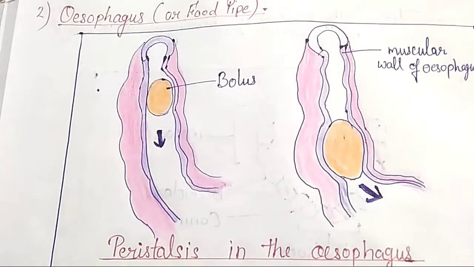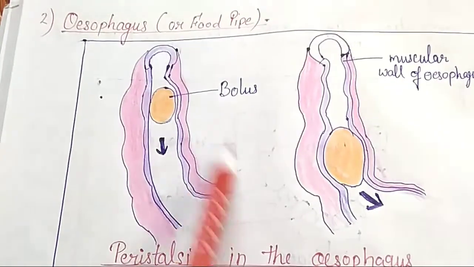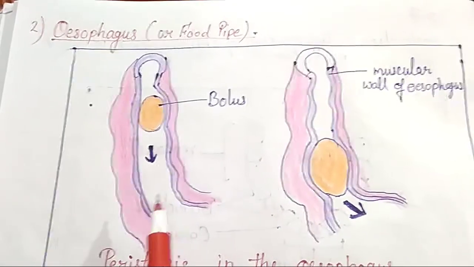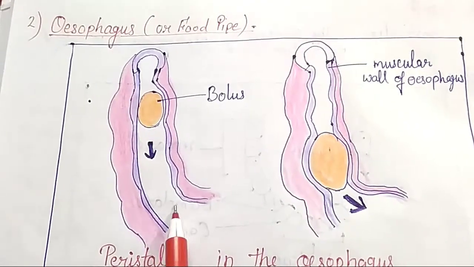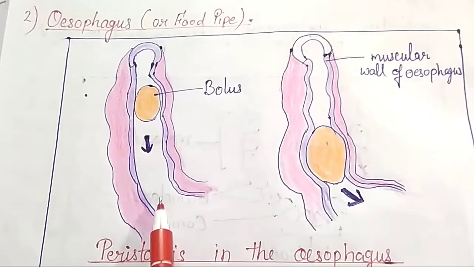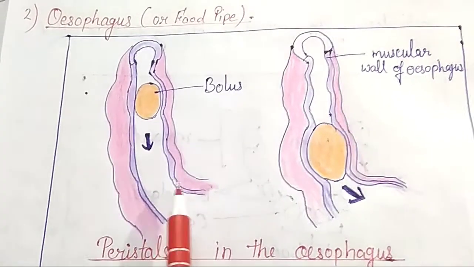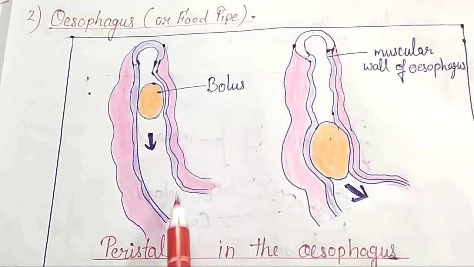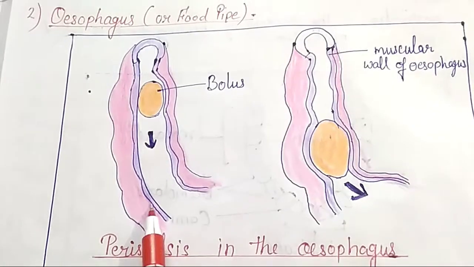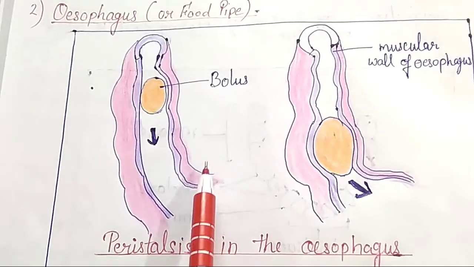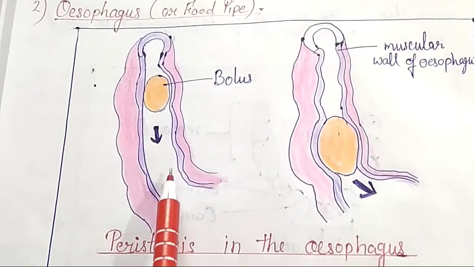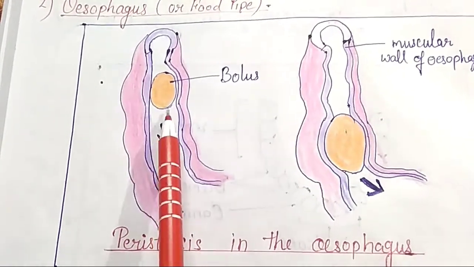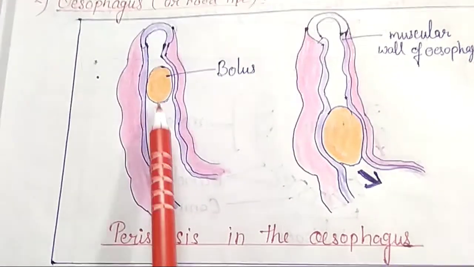The next organ of the alimentary canal is the esophagus. You can see the diagram of the esophagus. We know the esophagus is also known as the food pipe. When the food is swallowed, a flap-like structure called the epiglottis prevents the food from entering the windpipe, because in our neck there are two types of pipes, the windpipe and the food pipe. So the epiglottis prevents the food from entering the windpipe.